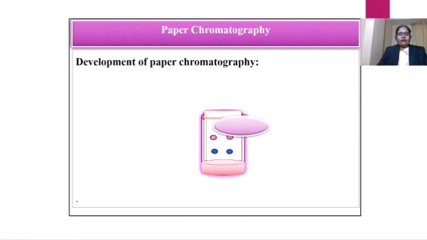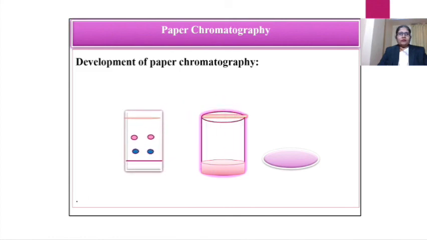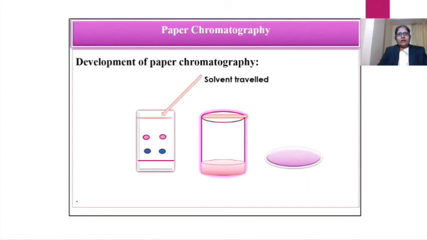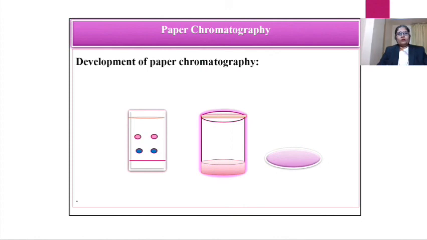The solvent front has traveled high enough, that is 12 cm. Take it out from the chamber, mark the solvent front, and then circle all visible spots with the help of a pencil. Thereafter, dry the paper under an IR lamp. Now, we have to cut this chromatography paper into 2 parts.